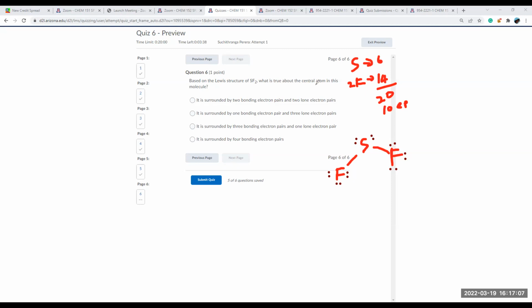What is true about the central atom in this molecule? It is surrounded by 2 bonding electron pairs and 2 lone pairs. This is correct. It is surrounded by 1 bonding electron pair? No, we have 2 bonding electron pairs, so B is incorrect. It is surrounded by 3 bonding pairs? No, it is surrounded by 2 bonding electron pairs, not 3. It is surrounded by 4 bonding electron pairs? No, that is incorrect as well. The only correct answer is option A. Now we are done with this quiz.